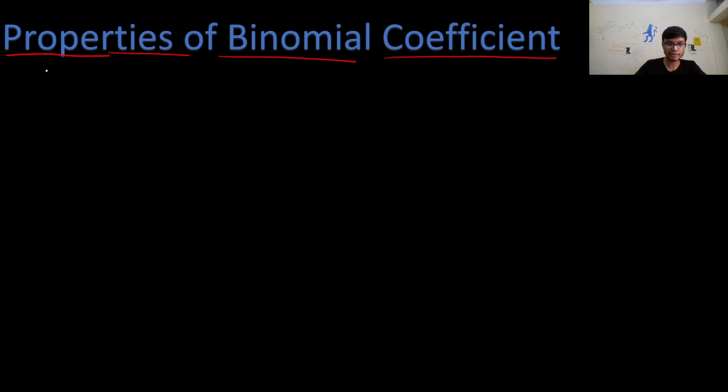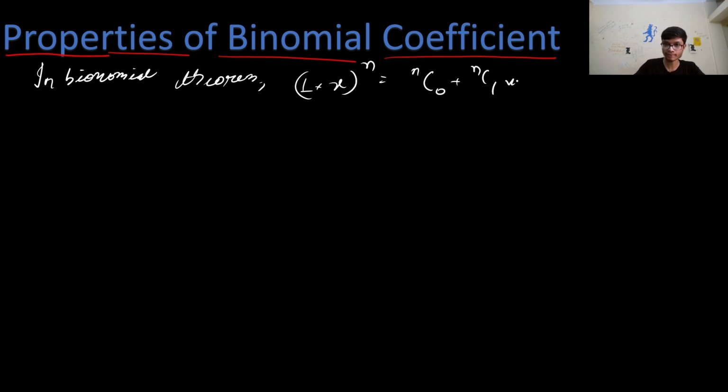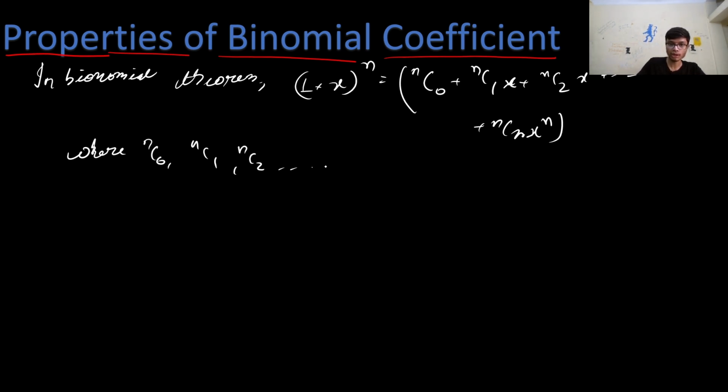Okay, so firstly, we already know that in the binomial theorem, (1 plus x) raised to the power n can be written as nC0 plus nC1 x plus nC2 x square and so on up to nCn x to the power n. This is basically a simple binomial expansion, where nC0, nC1, nC2 are all binomial coefficients of various powers.